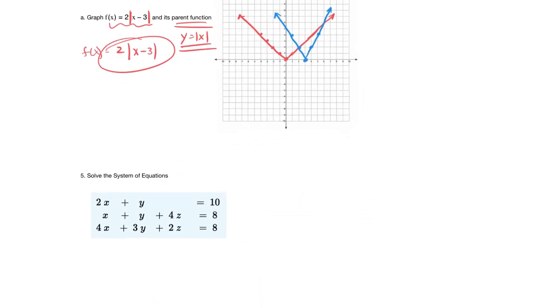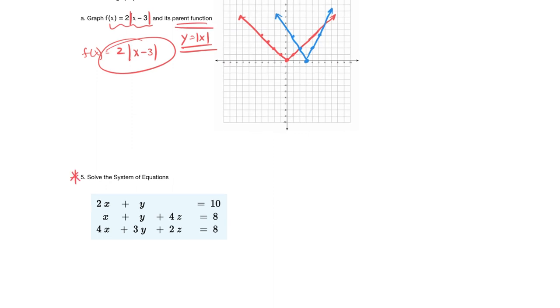And then number 5, don't worry about this one for tomorrow because we will be solving those on Wednesday to warm us up for our Thursday test on solving systems, or the second part of our test.